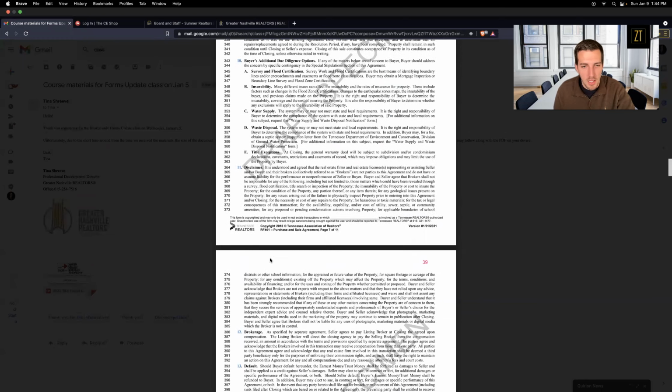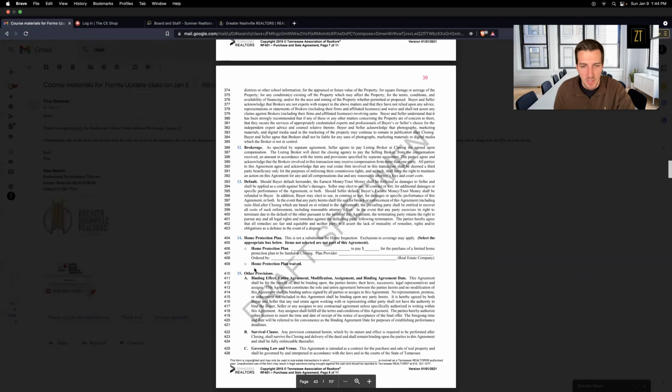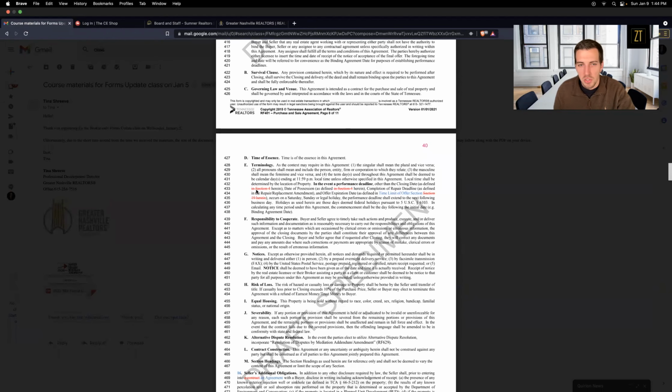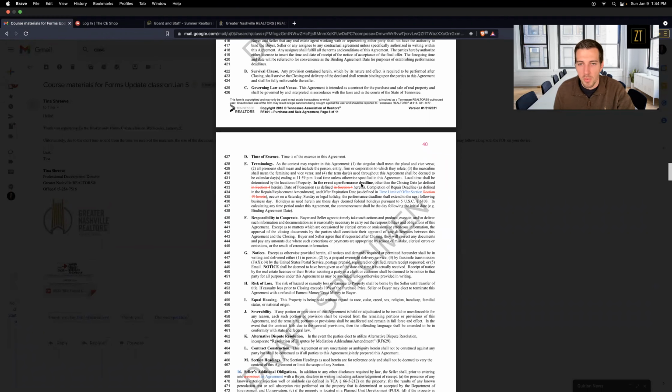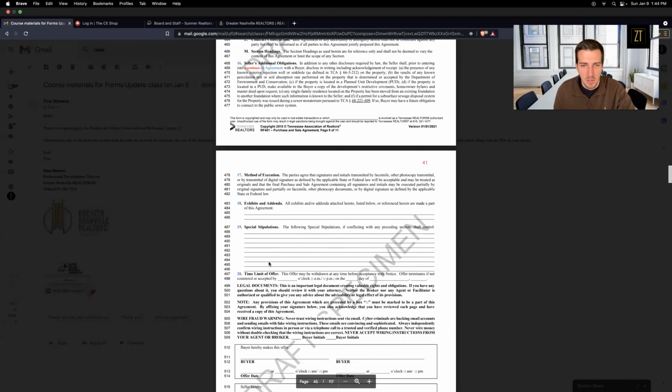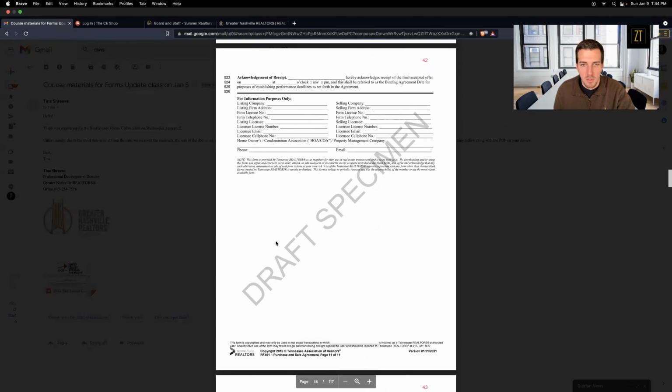So 9, 10, 11, they're just updating the numbers here. They just took out these. Performance deadline still means the same. Let's see, clerical update, and that's it. So those are the most relevant updates a lot of you are going to be using for the purchase and sale agreement. So as is, public water, and then during a resolution period, they can take it as is.